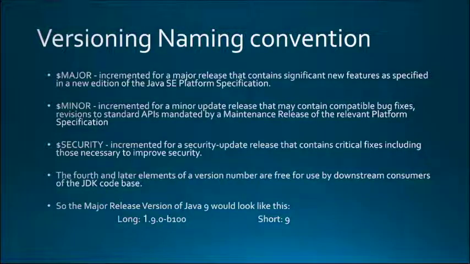So if we apply this naming convention to what they currently have out, if we did the long format of 190-b100, that meets the new naming conventions. So you've got your major, your minor, your security, and just some free-form descriptive. But the short version would still be Java 9. So it essentially just takes the minor version and makes it the significant naming if you were to strip out some of the core features of the naming convention.